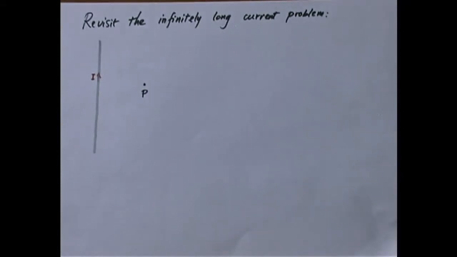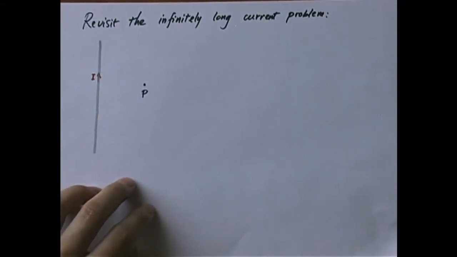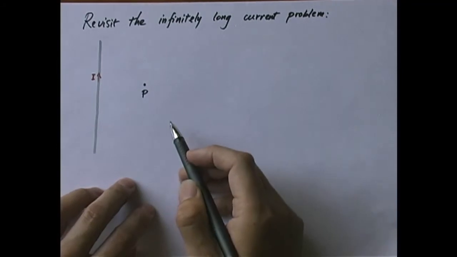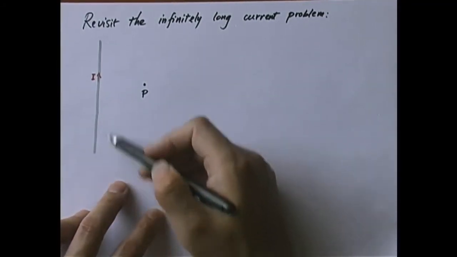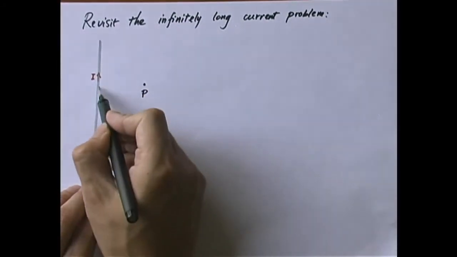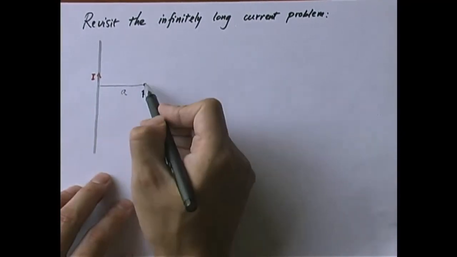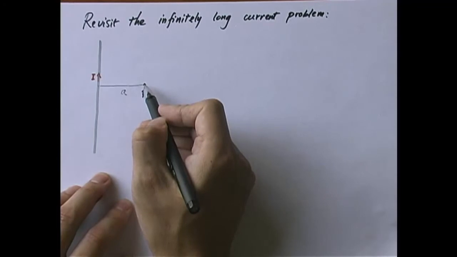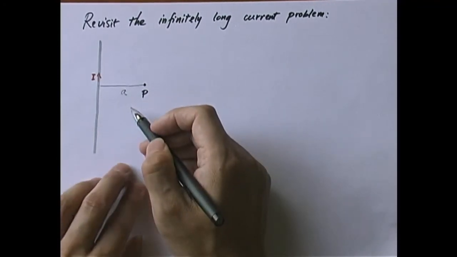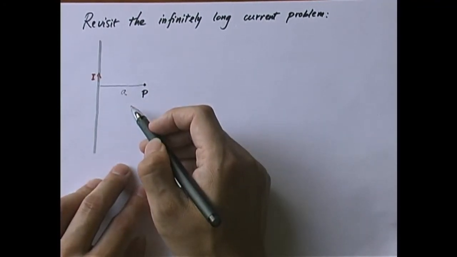An infinitely long current carried by a straight wire. So we have this problem, which we actually did before. This distance, we call it A. We want to know the magnetic field at this point, right? We went through all this integration to obtain this result. We're now going to use Ampere's law to redo the problem.